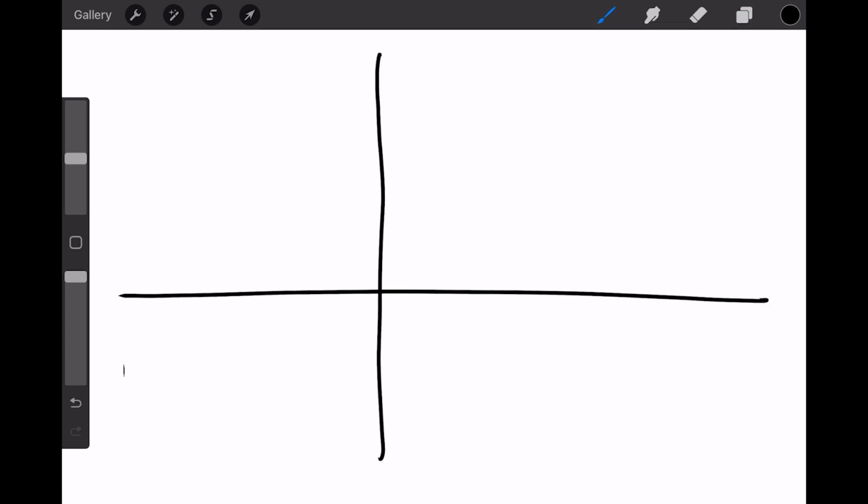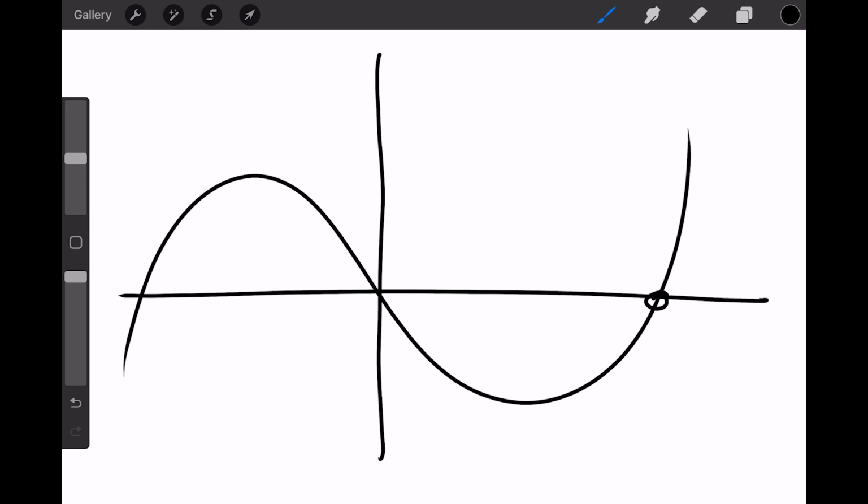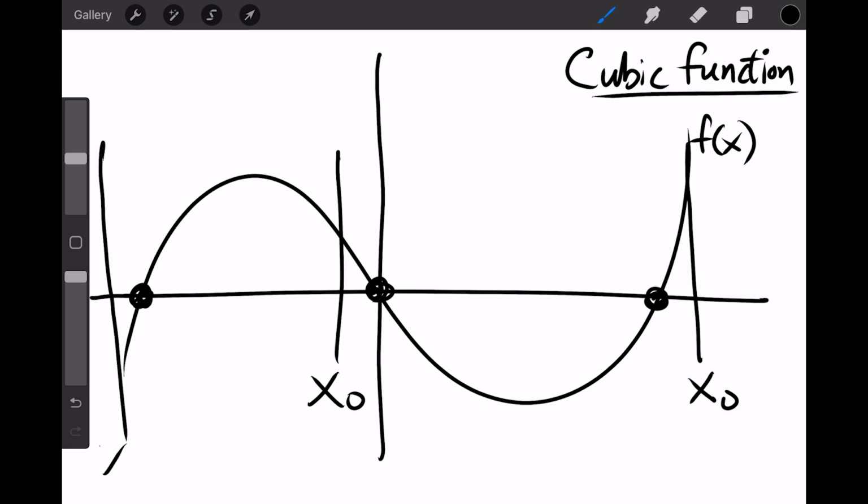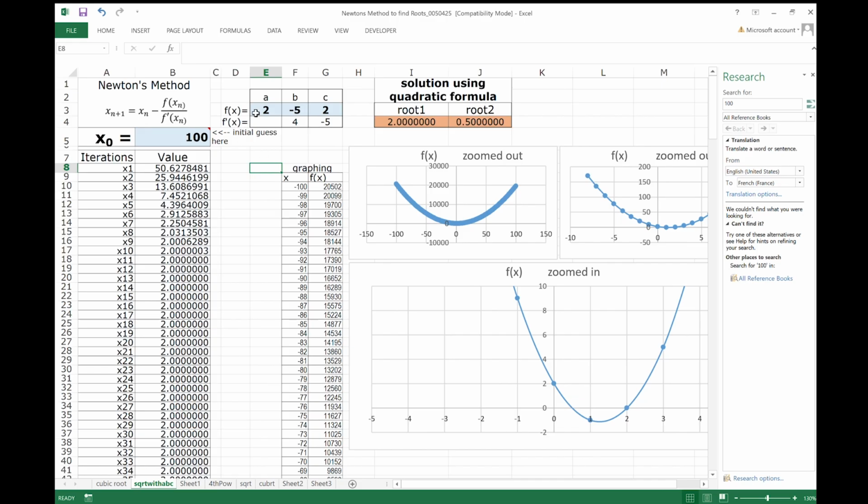And one more note before we jump onto Microsoft Excel. Newton's method can be applied to higher-order polynomials. For example, for this cubic function, or third-degree polynomial, there are 3 roots. To use Newton's method, we need to pick 3 initial guesses, x sub 0s, close to their roots so they'll all converge. Now let's put Newton's method into an Excel spreadsheet.